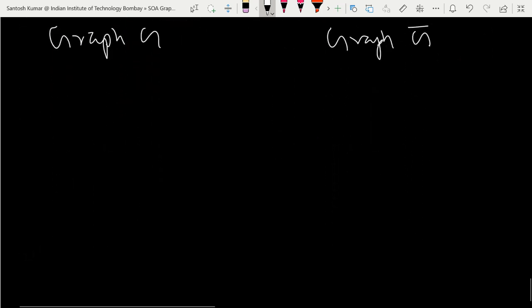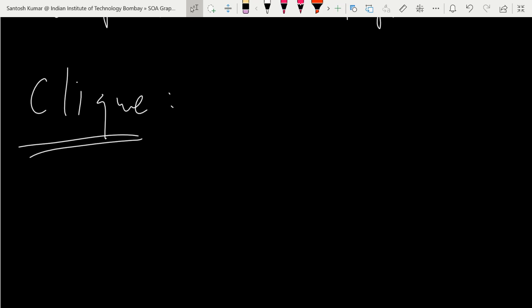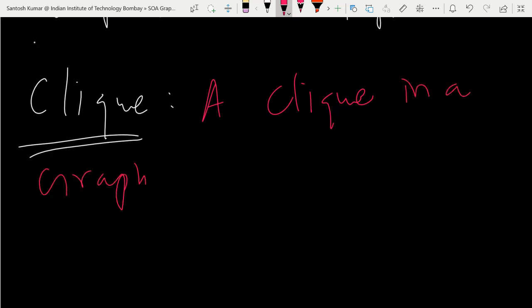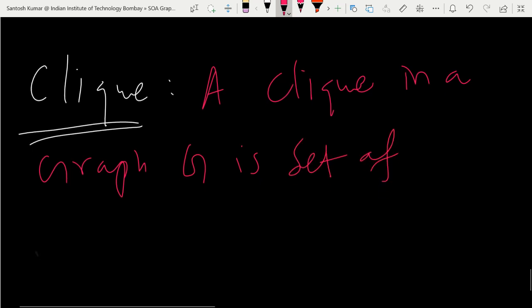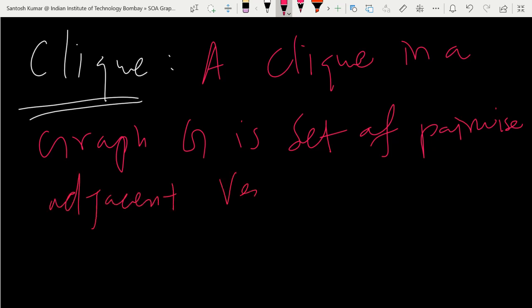Okay. So the next word that comes is clique, C-L-I-Q-U-E. So what is the definition of a clique? Pairwise adjacent vertices in a graph. Yes. So a clique is actually a set. This is a set of pairwise adjacent vertices, right? So a clique in a graph G is a collection, a set, of pairwise adjacent vertices.